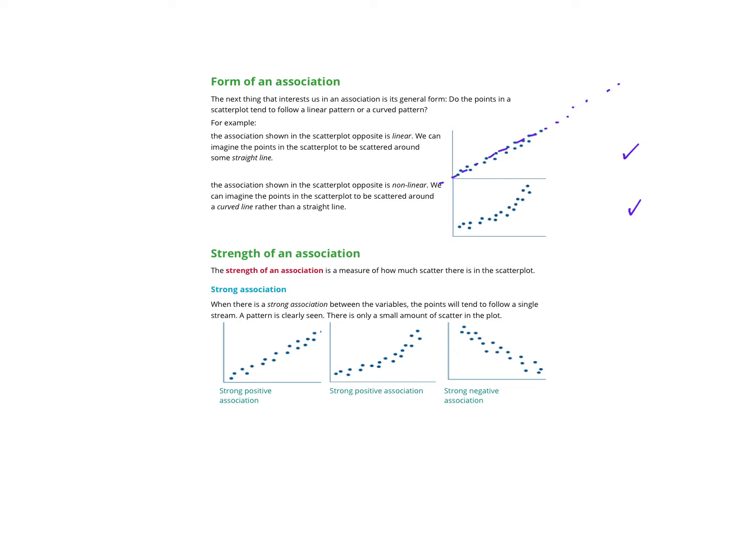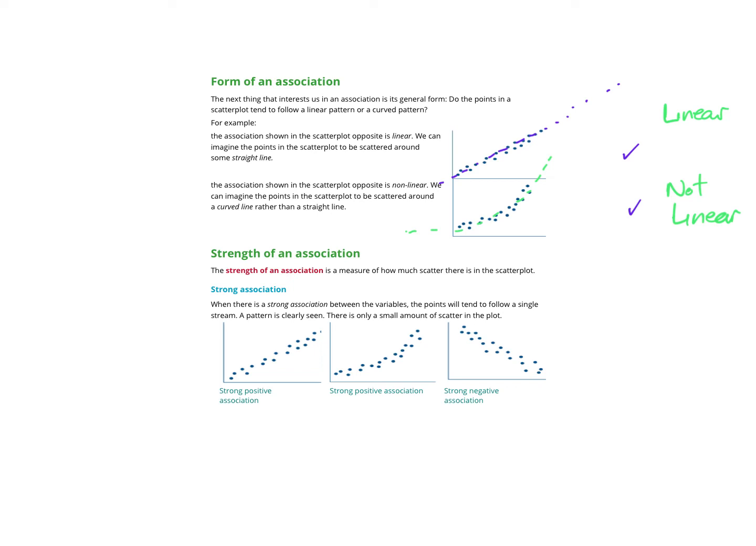If I was going to look at this next one here, okay, hopefully green's okay, you can see there's a curve going through that data. So this one here would be linear, and this one would obviously not be linear. So when we talk about form, it can only be one of two things. It can be linear in form or non-linear.